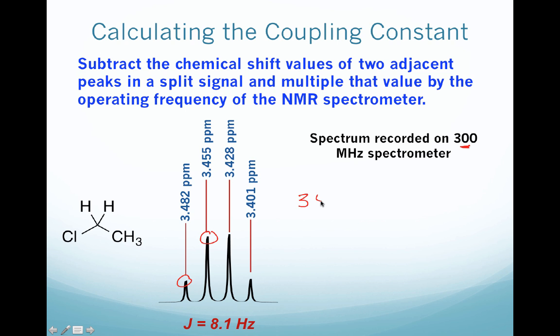So we do 3.482 minus 3.455, and then we multiply this by 300, which is the operating frequency of the spectrometer. So if you do this calculation, you should get 0.27 times 300, which equals 8.1 hertz. So this would be the J value for this particular signal.